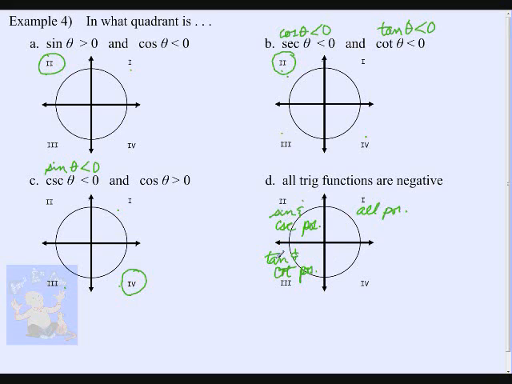All St. Thomas cousins, oh yes, cosine and secant, its reciprocal partner, are positive here. So where does it occur that all trig functions are negative? Nowhere. This doesn't happen. There is no quadrant where that's true.